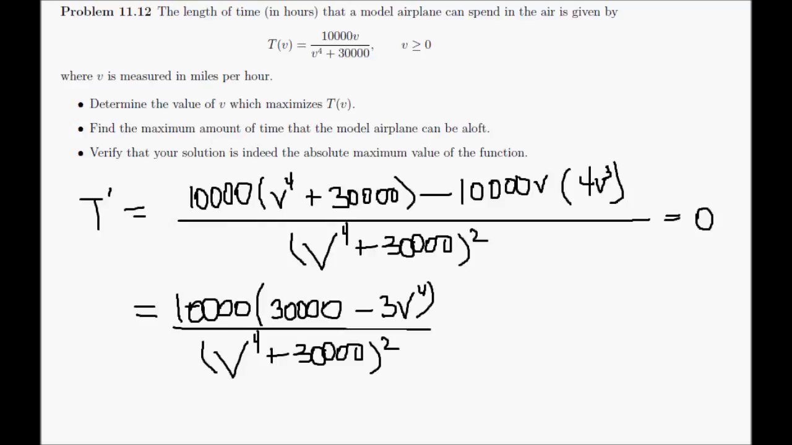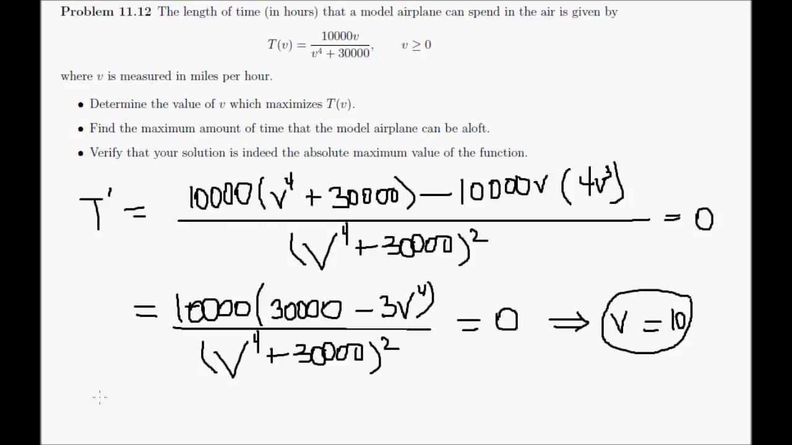And therefore, the fraction is equal to 0 if and only if the numerator is equal to 0. And so because v must be a positive number, that means v must be equal to 10 in miles per hour. So 10 miles per hour will be the value of v that is the maximum. Then plugging in 10 would actually give us the maximum speed.